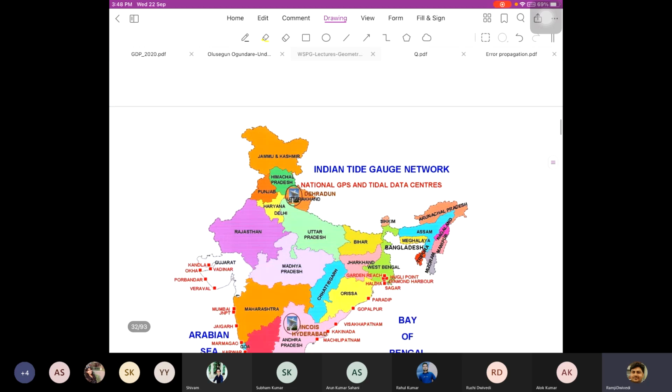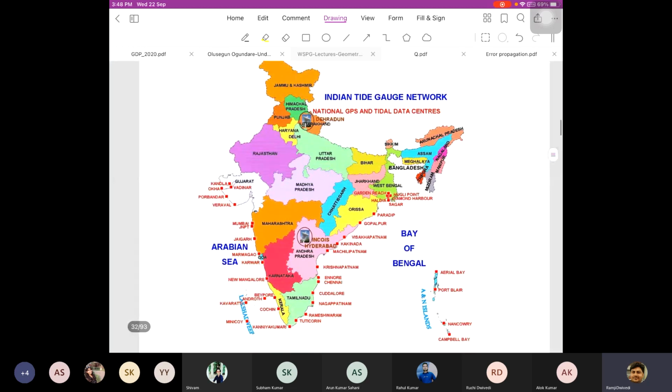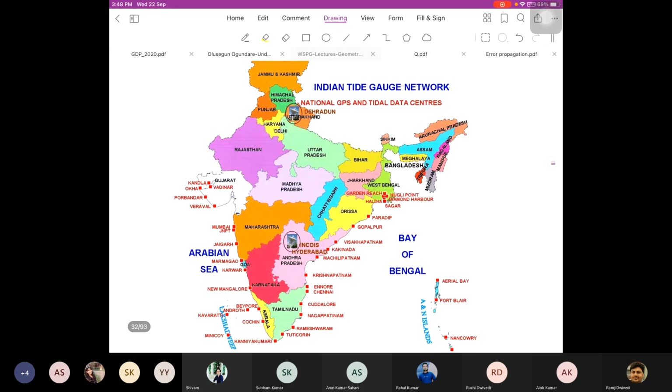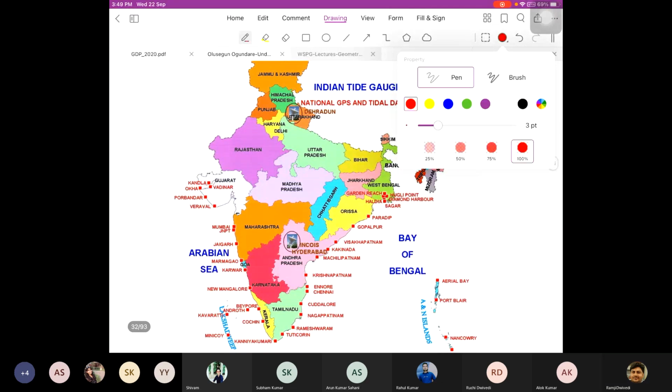This is the Indian network of tidal gauges. You see the dots, this kind of dots.